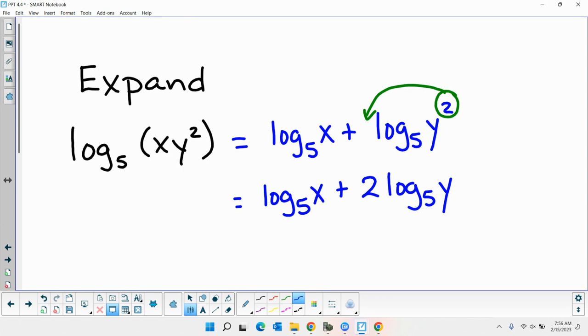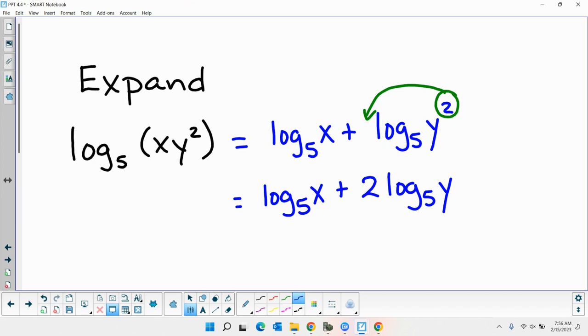Like sometimes you might get log base 5 of 5. What did we learn log base 5 of 5 was? 1, right? So we would simplify it to a 1. If it has a variable, you can't simplify it. But if it's log base 5 of 5 or log base 5 of 1, what's that answer? 0, right? Remember, when the 1 comes after our log, the answer is 0, so we could simplify things like that.